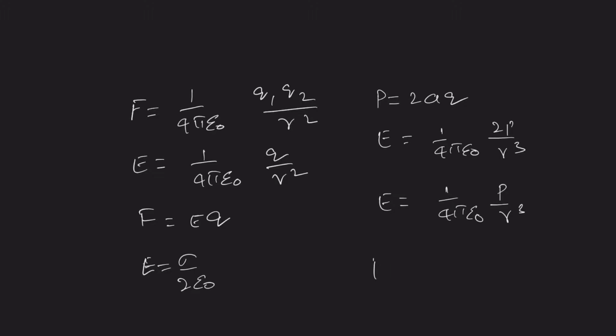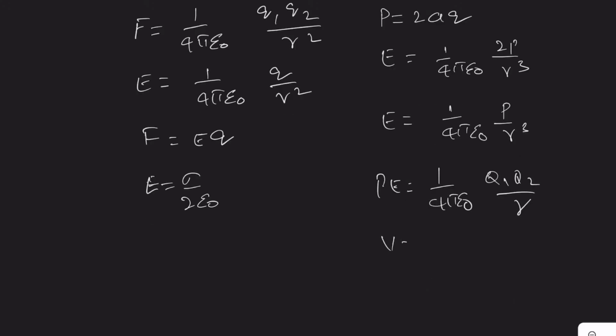Potential energy formula is 1 by 4 pi epsilon naught q1 q2 by r. Potential formula is 1 by 4 pi epsilon naught q by r. So work done is equal to Vq. W is equal to Vq.